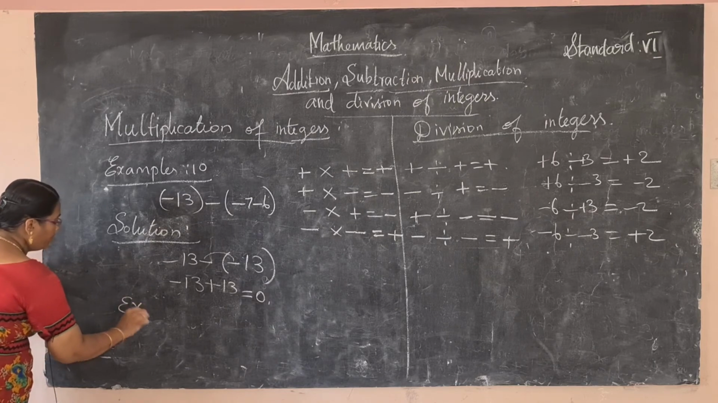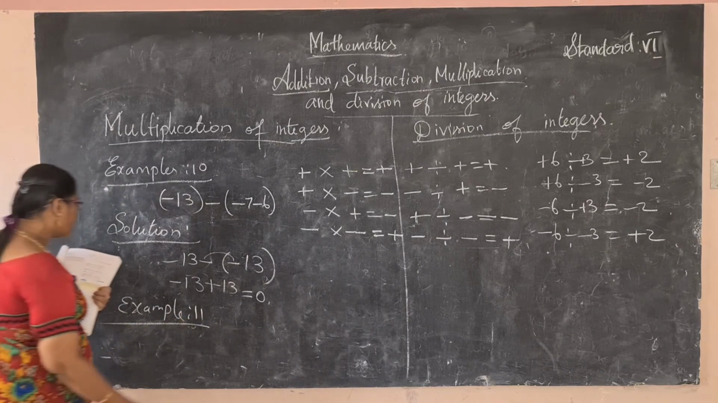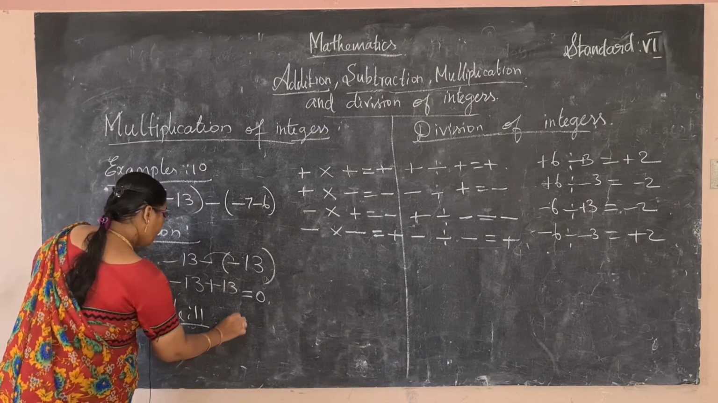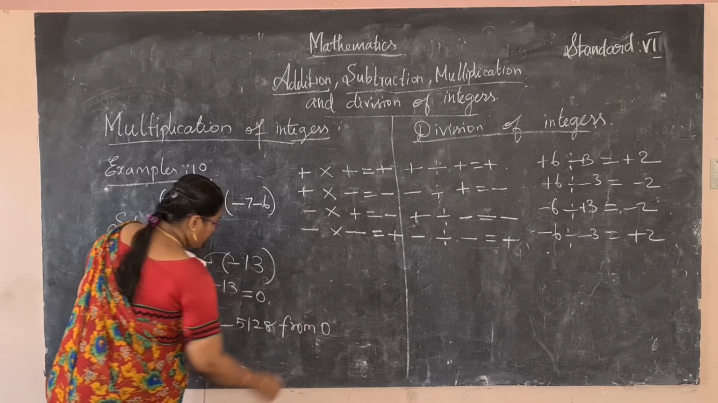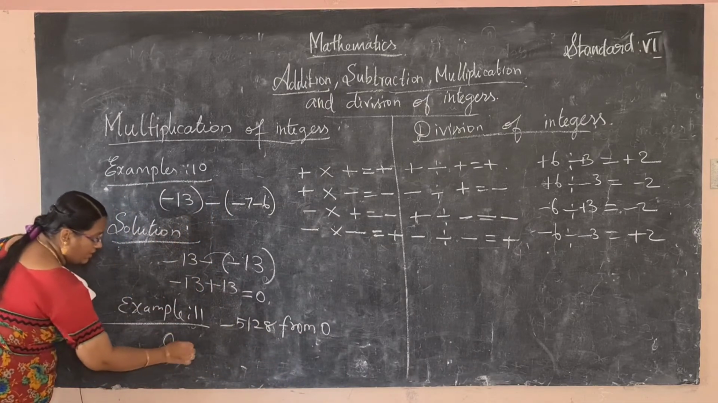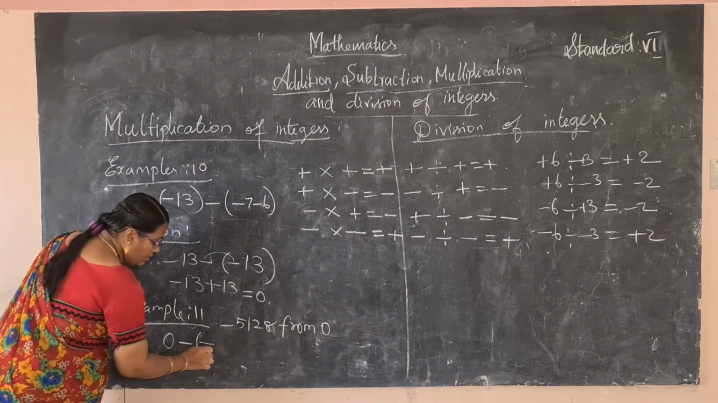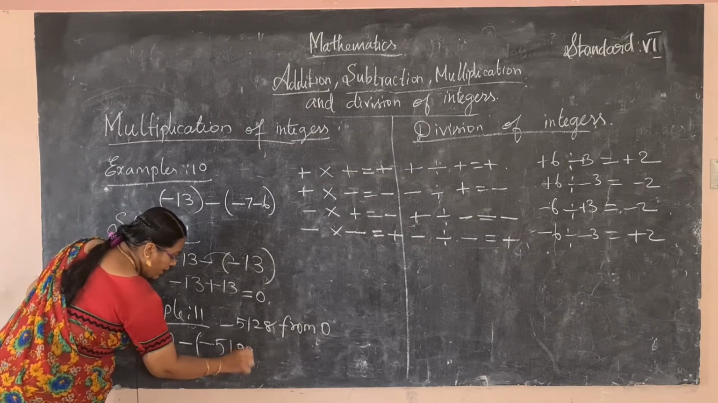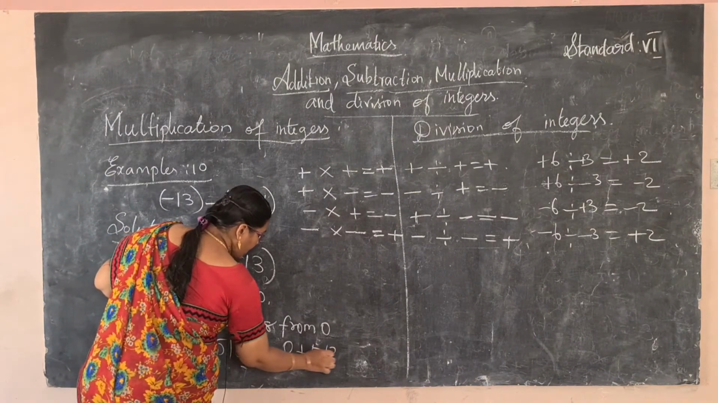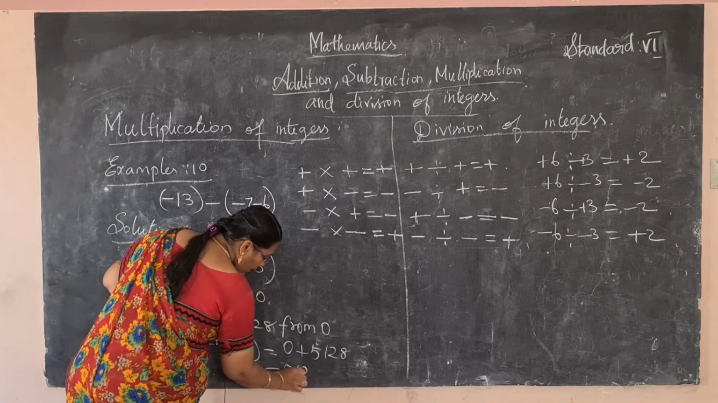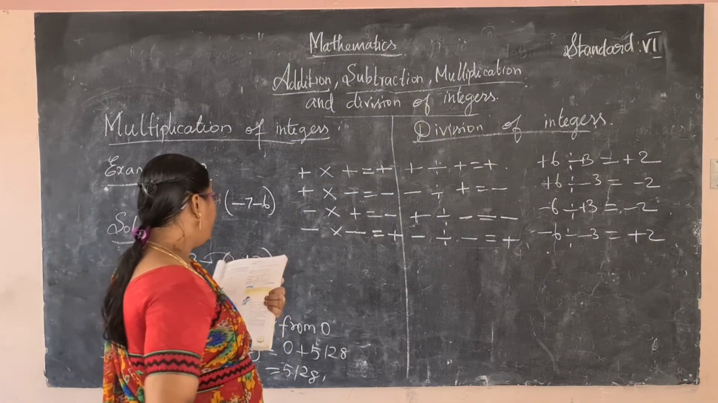And next example, 11. Subtract minus 5128 from 0. So 0 minus, okay, minus, the number already has the negative sign. So 5128, what we get? Minus into minus is plus. So 0 plus 5128 is equal to 5128.